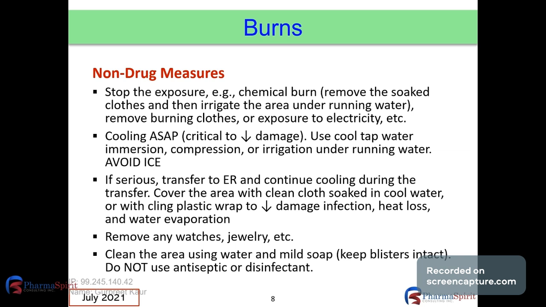If there are any blisters, keep them intact, as we mentioned before, because if you open the blisters, this will increase the risk of infection. If the blisters break, clean the area with water and mild soap. Finally, avoid using disinfectants or antiseptics to clean the area because they can impair wound healing. So don't try to use any kind of disinfectant to clean the area.